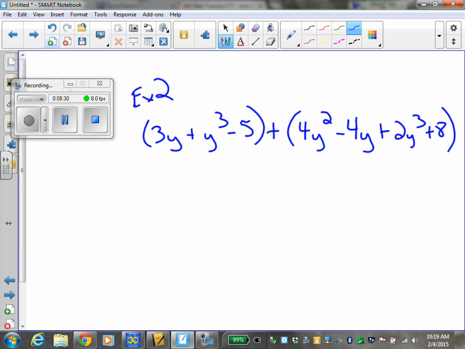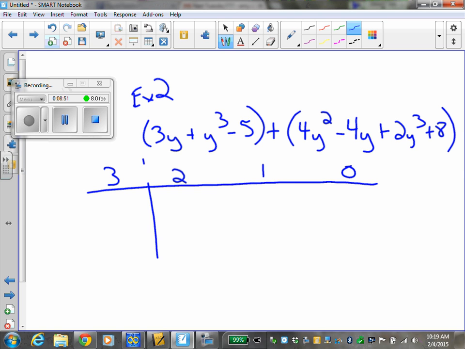Okay? So what we're going to do first is we're going to order it. I see degrees of 3. And why do I start with 3? Because we want to start with the highest and work our way down to the lowest. Then I see degrees of 2. Then I see degrees of 1. And then I see degrees of 0.